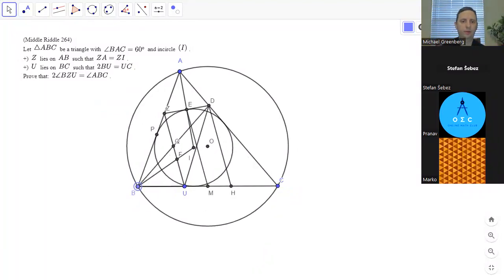So yeah, that looks definitely useful. If we know BQ equals QD, then that means ZU and DH are parallel, right? Because U is the midpoint of BH. So then we know that parallel thing that we're trying to show, right? How did you get that, that Q is the midpoint of BD? I don't know, I just found it.